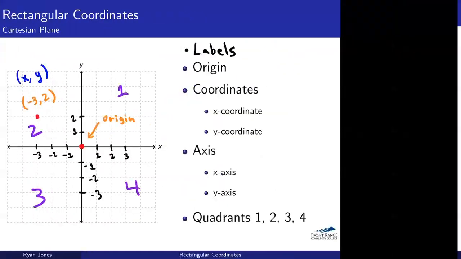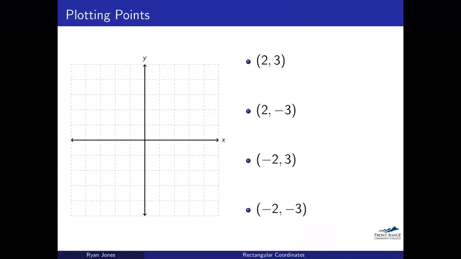So let's go ahead and practice plotting some points. I just did an example here. You'll notice that I basically have 2 and 3, and then I just make them positive and negative in all the different combinations. So let's start off with this in gray here. I'll go ahead and mark our tick marks.